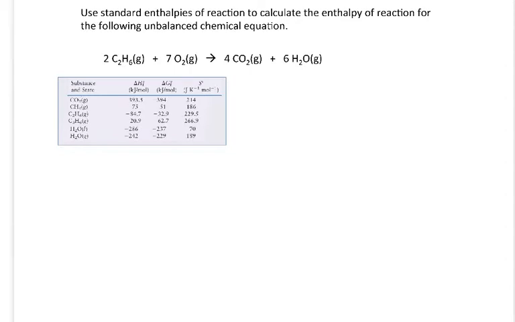In this problem, we're asked to use standard enthalpies of formation to calculate the enthalpy of a given chemical reaction. So we have our chemical reaction here, and this is a small piece of what the tables of the enthalpies of formation would look like in the back of your textbook.